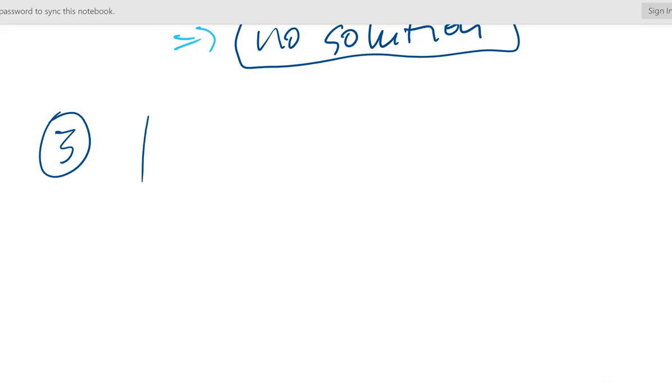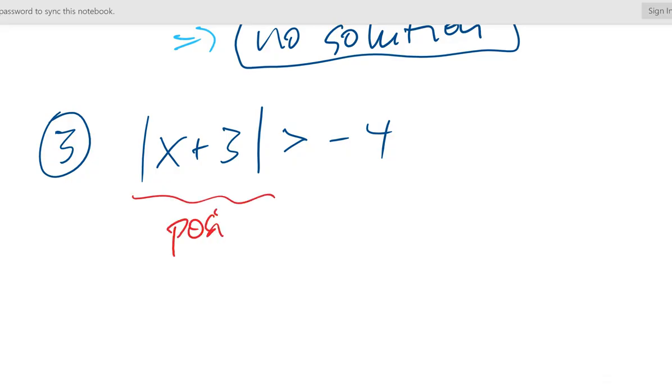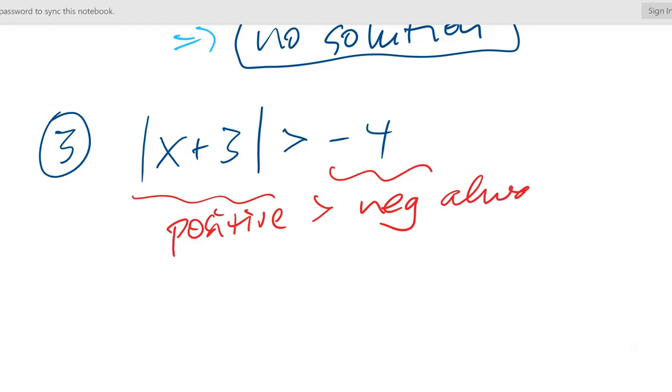It would be something like |x + 3| is greater than negative 4. Now, a positive number here, this is always positive, because the absolute value is always positive, is always greater than a negative number. This is always true. So any number would work. Any number will solve this inequality.